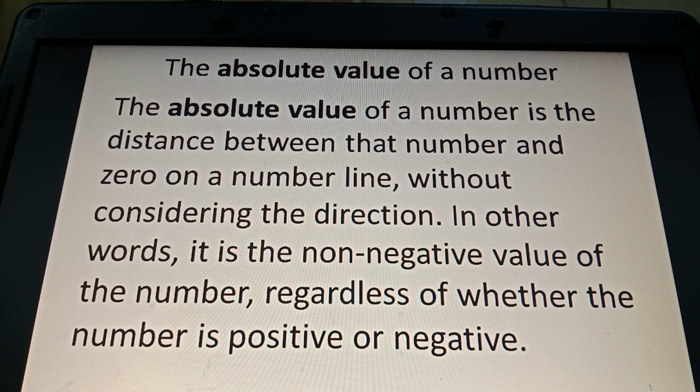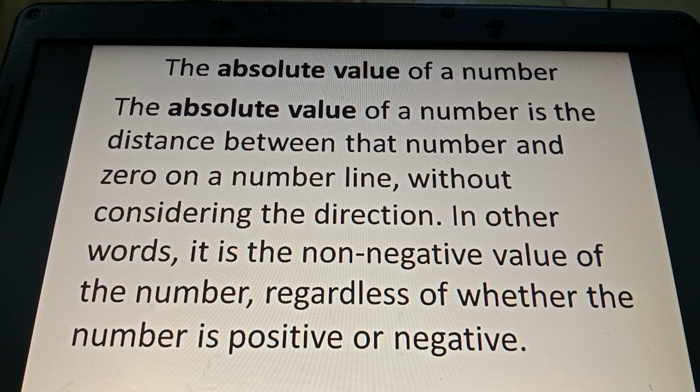This video is for mathematics, and we are teaching the basic rules of operations with integers. But I will first of all start by defining this very important word, the absolute value of a number.